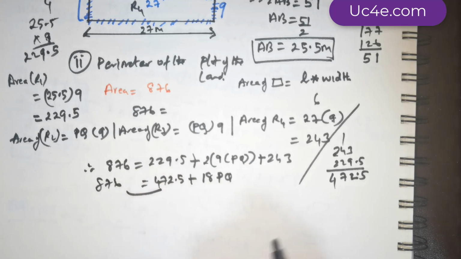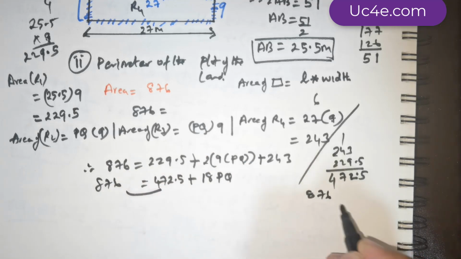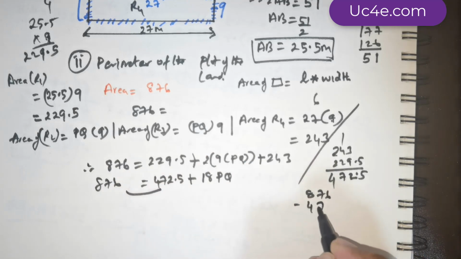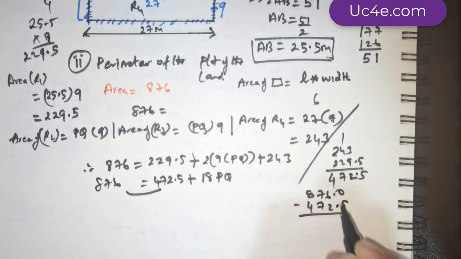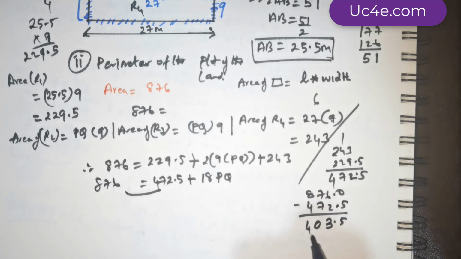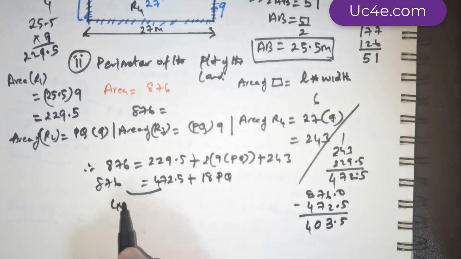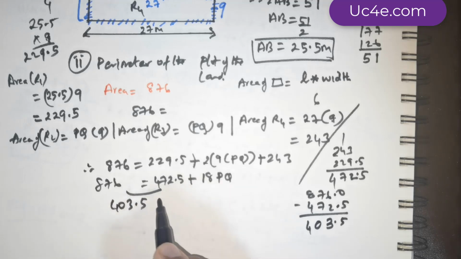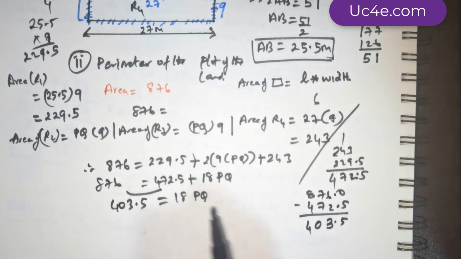So you push this to the other side. So you got 876 minus 472.5. So you drop 1 over on the other side. This is going to be 5. From 5 you take away 2, you get 3. 7 minus 7 is 0. From 8 you take away 4, you get 4. So this is going to be 403.5 is equal to 18 PQ.